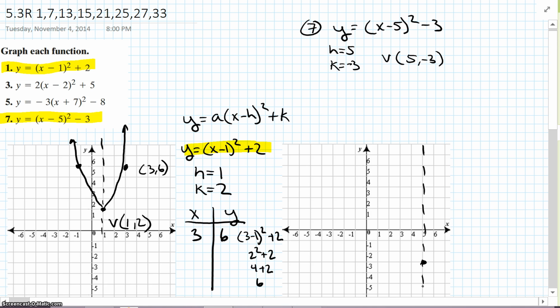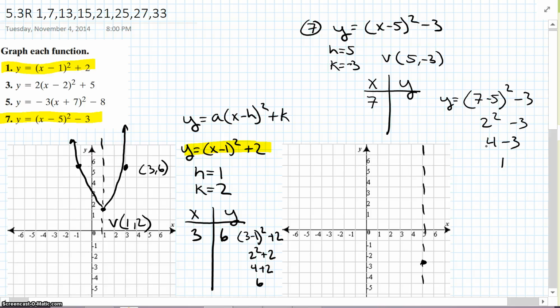Alright, so we're going to plot points as well. So we're going to use 3 when x equals 3. Actually, I take that back. We're going to do 7. So when x equals 7, y equals 7 minus 5 squared minus 3. Well, 7 minus 5 is 2. So that's going to be 2 squared minus 3. So that's going to be 4 minus 3, which would be 1. So when x is 7, y is 1.